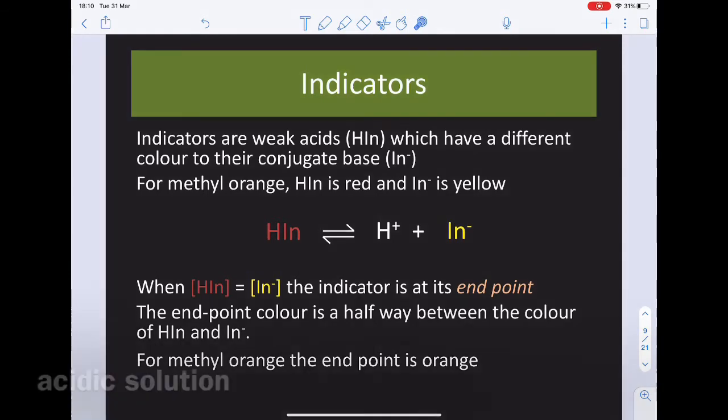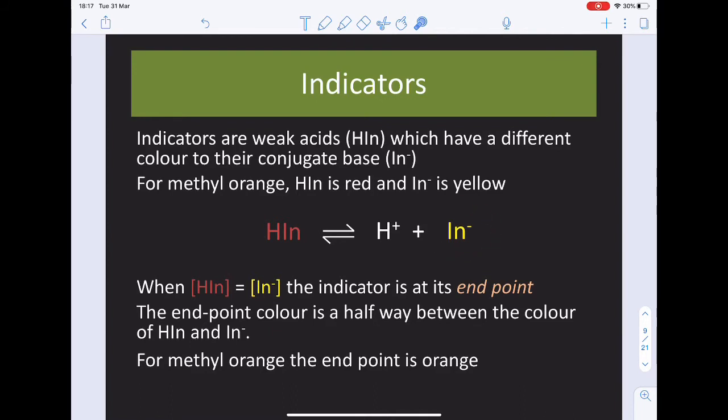So in acidic solution, this indicator equilibrium will shift far to the left hand side, and we see the red colour of methyl orange as the colour in the acid. If we have the indicator in a strong base, then the equilibrium will shift far to the right hand side, and we don't have much of the undissociated indicator, and we have a lot more of the conjugate base. So we see methyl orange as being yellow in an alkali.